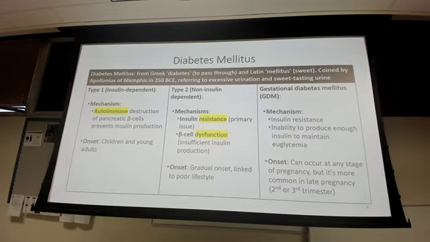All right, you can see this again. Type 1 is insulin dependent. The mechanism is autoimmune destruction of the pancreatic B cells, which prevents insulin production. Type 2 is non-insulin dependent, it's insulin resistant, and there's a B cell dysfunction as well for type 2. And then we have gestational diabetes, which you'll see in pregnant women.